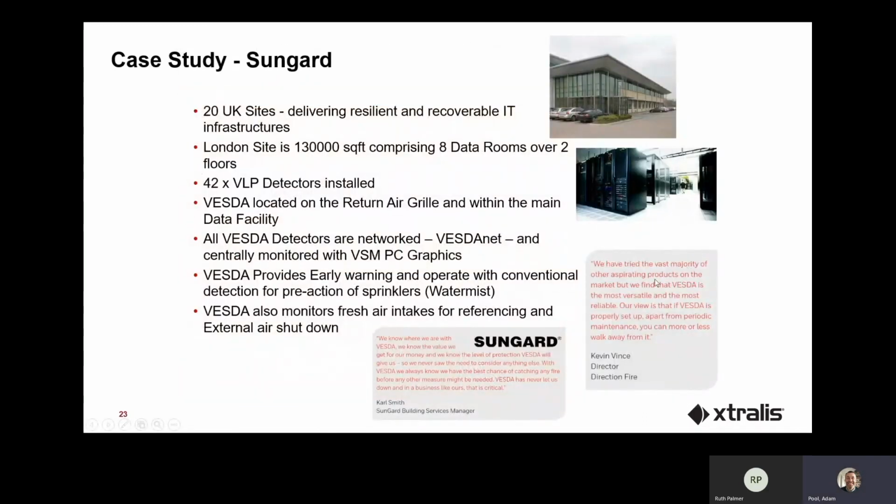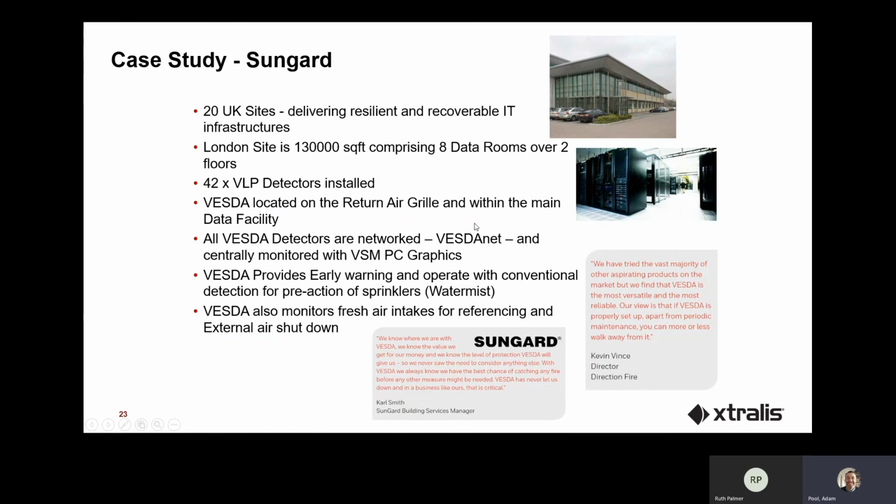Just a quick case study, just to give you an idea. This is a document which I think is uploaded to our virtual booth. It's SunGuard. There's 20 UK sites. Just to give you a feel for this: 8 data rooms, 2 floors, 42 VESDA detectors. And the VESDAs are located across the return air grills and within the main data facility. So it's really down to the specification as to whether it would protect the room and the return air grills or just the return air grills.